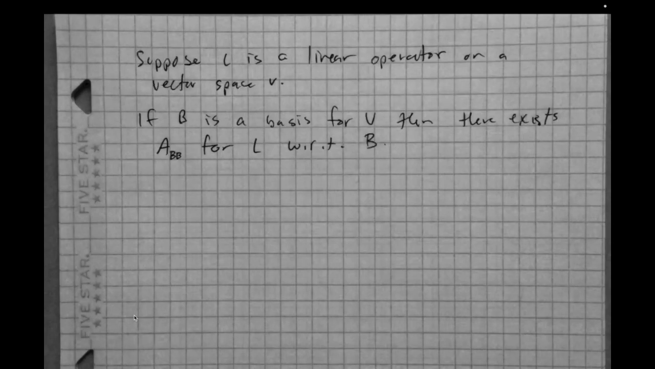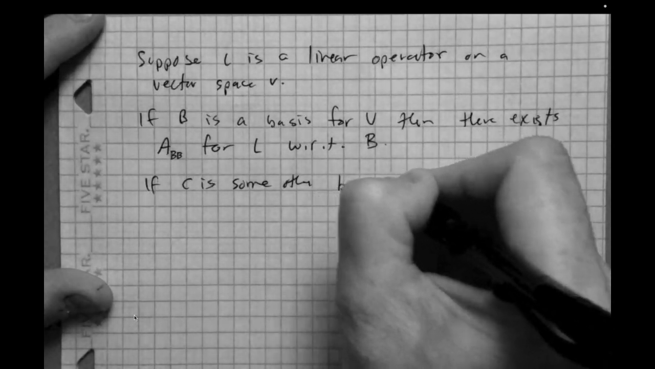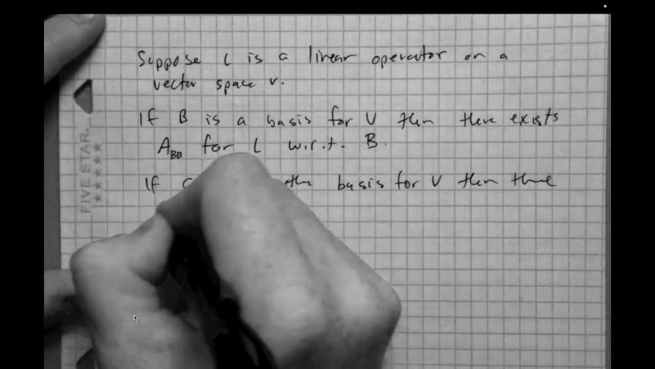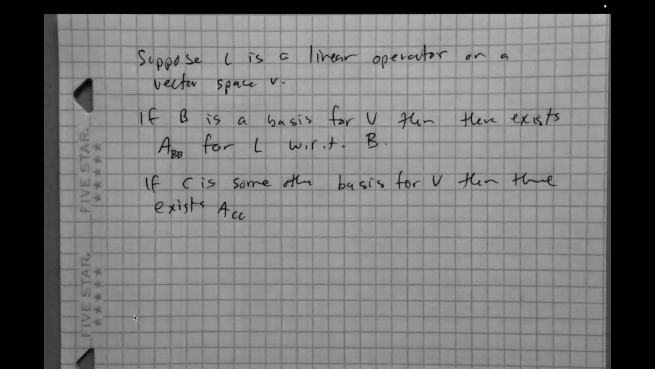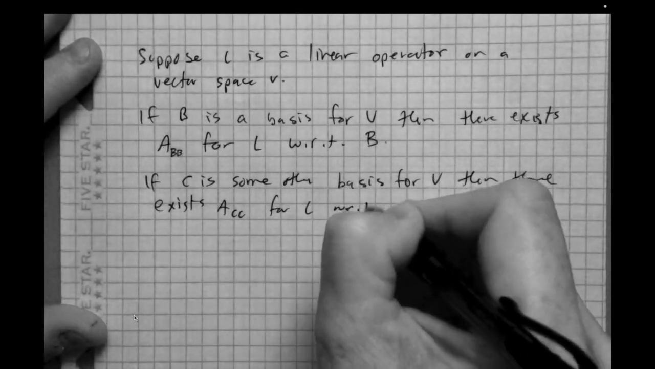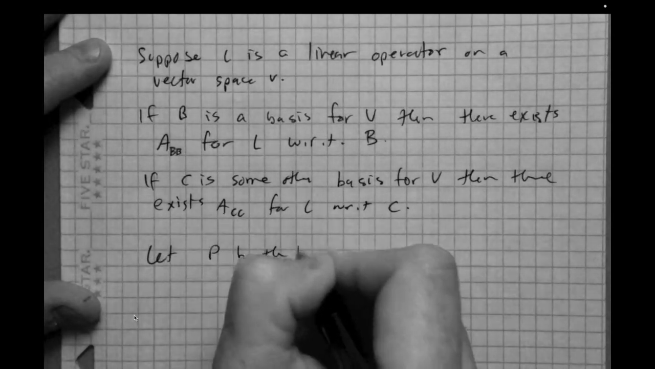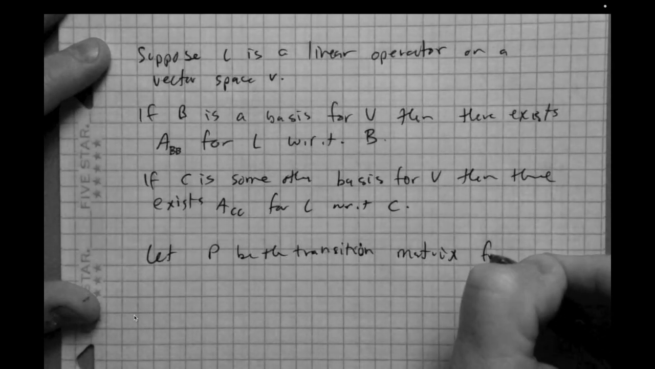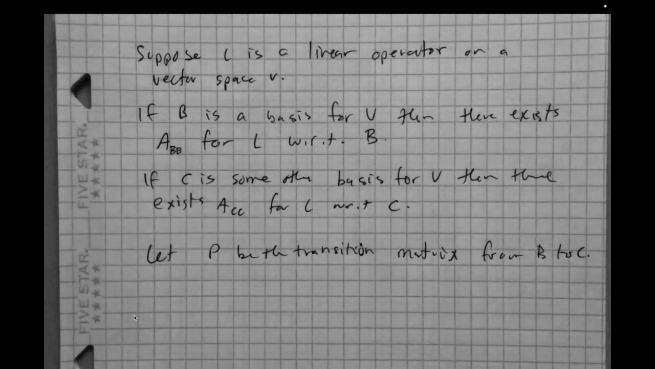Okay. Now, if C is some other basis for V, then there exists A_CC for L with respect to C. So we're going to let P be the transition matrix from basis B to basis C.